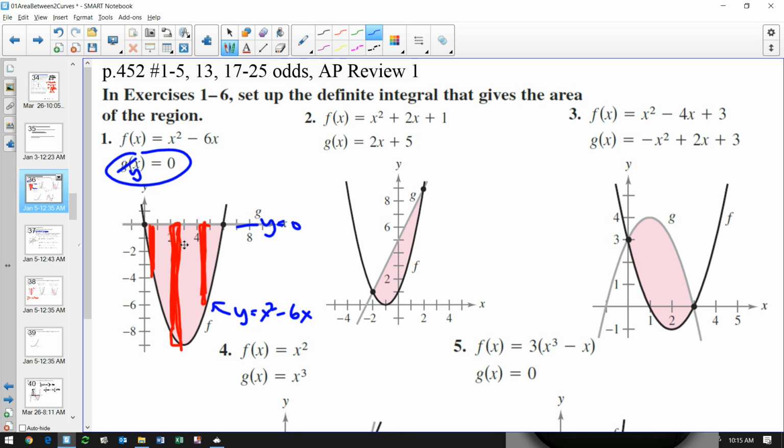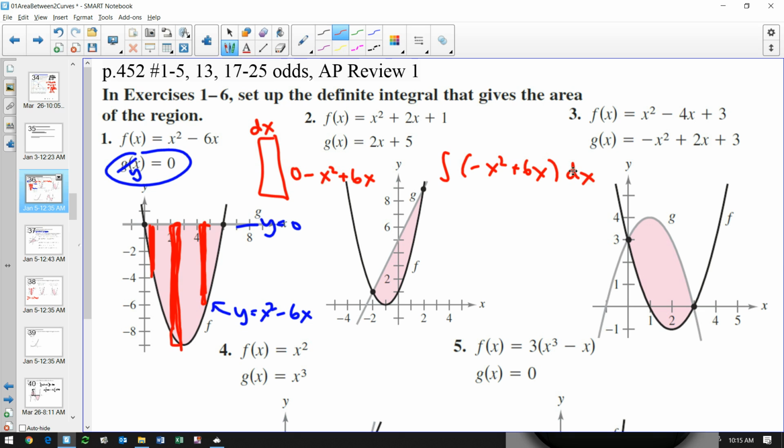Okay? If I got one of these red rectangles and pulled it out, the width would be dx. The height of one of these would be 0 minus x squared plus 6x. Are you guys okay with that? Do you see where I got that? It's the top y minus the bottom y. Is everyone good with that? So what would be the area of this curve? This would be the area of this rectangle, which would be negative x squared plus 6x, the integral, times dx, right? One of those rectangles, that's what it would be.